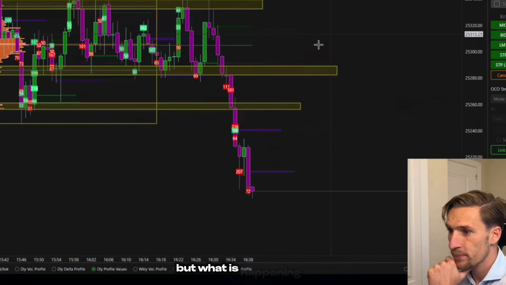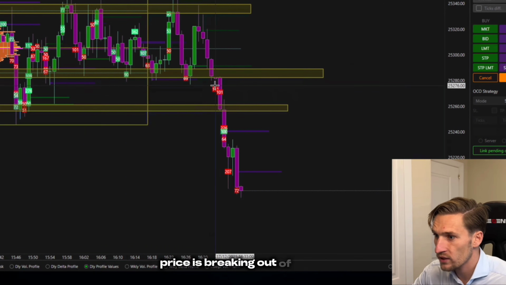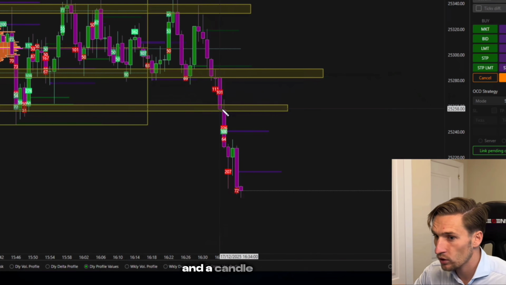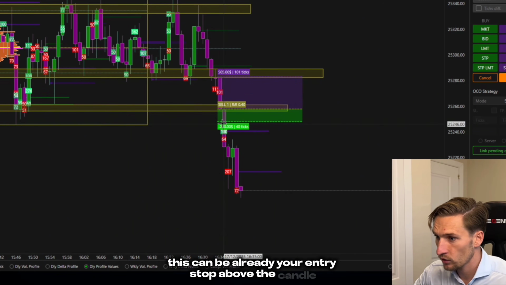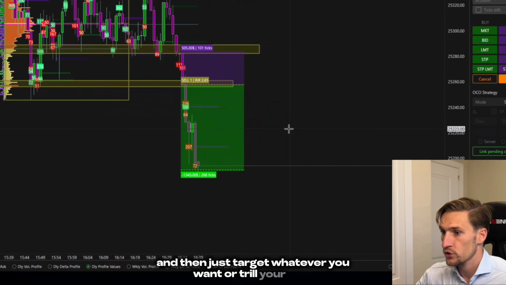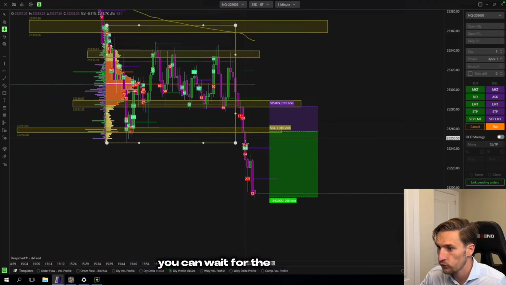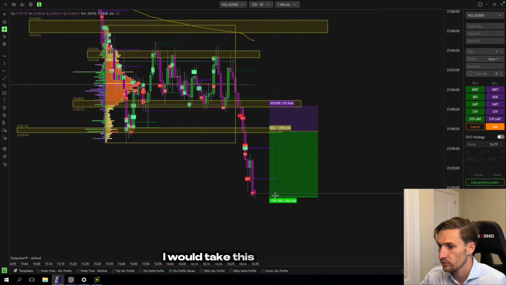But what is happening then? We have these levels. Price is breaking out of this level with big selling and a candle close under. This can be already your entry. Stop above the candle and then just target whatever you want or trail your stop. If you're a bit more conservative, you can wait for the full breakout of also this buying area. But I think this breakout is already clear enough. I would take this breakout.